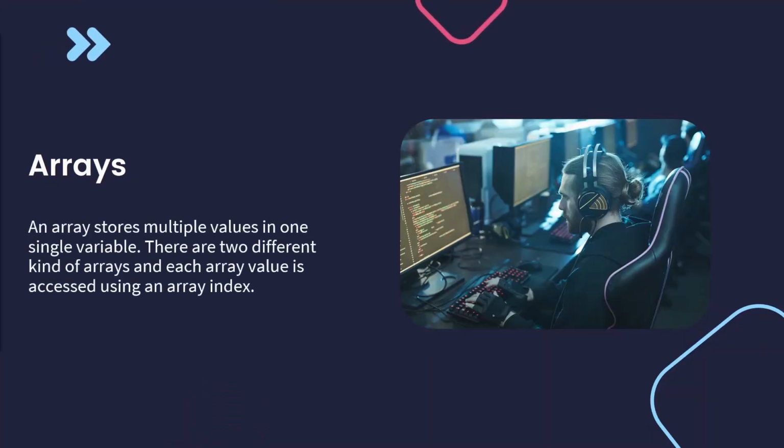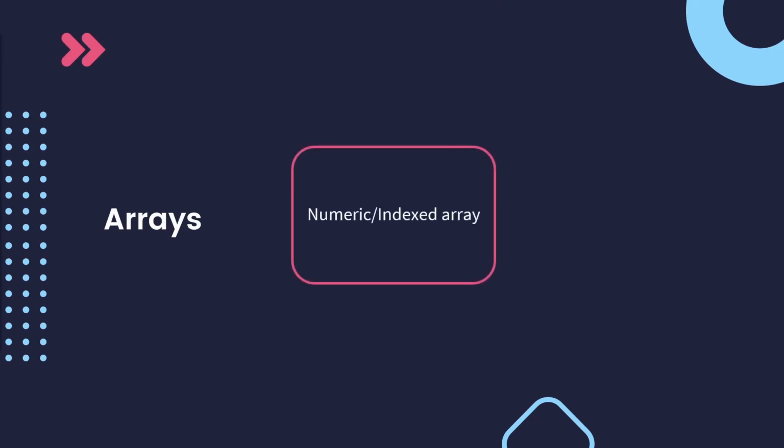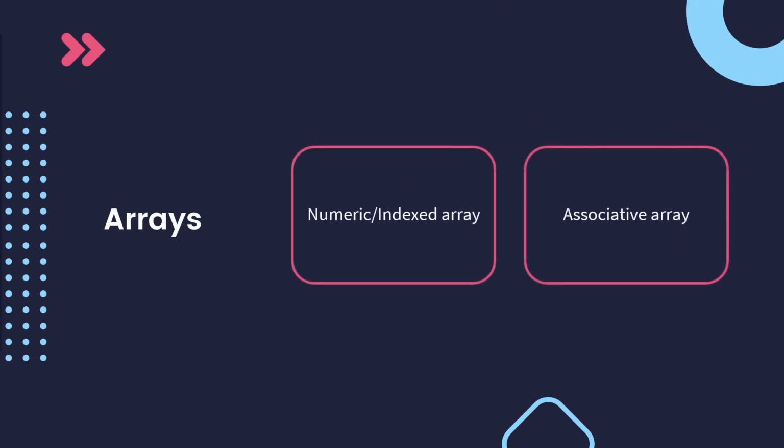Now let's move on to arrays, and this one can be slightly tricky. An array is basically a data type that stores multiple values in one single variable. So you can think of this as a list that can store a ton of variables. There are two different kinds of arrays, and each array value is accessed using an array index. Excellent. Now, when it comes to arrays, we have the numeric or indexed array, and we also have associative arrays.